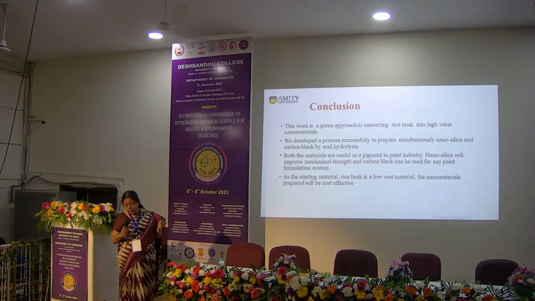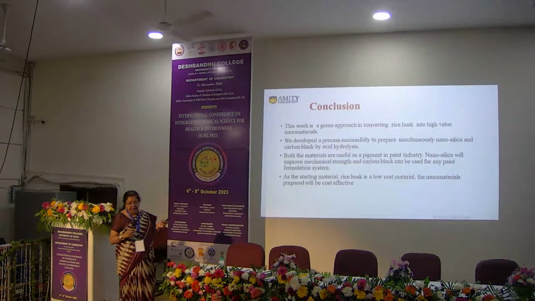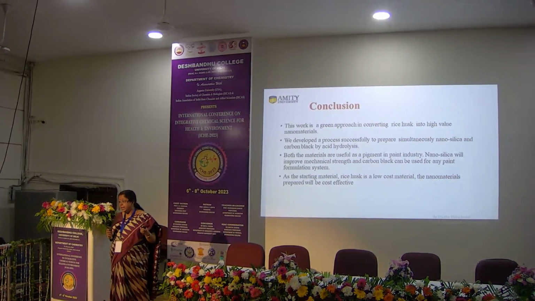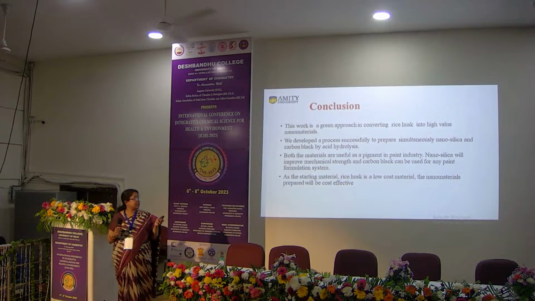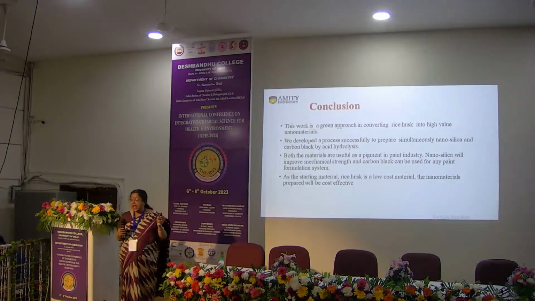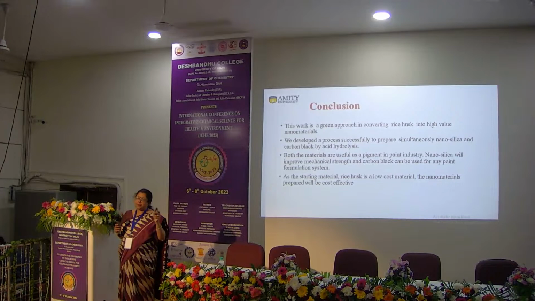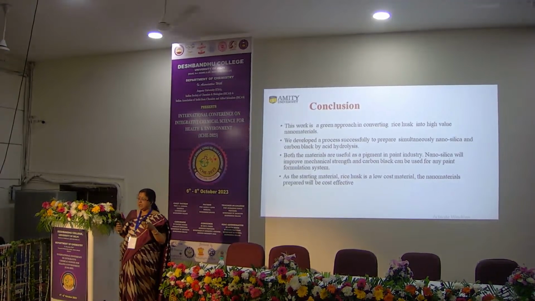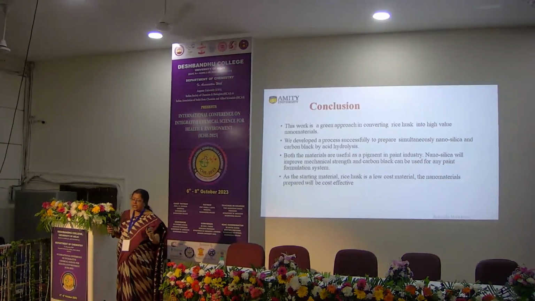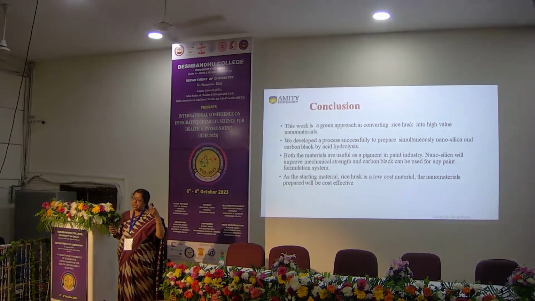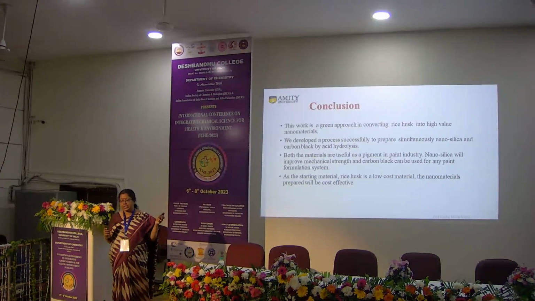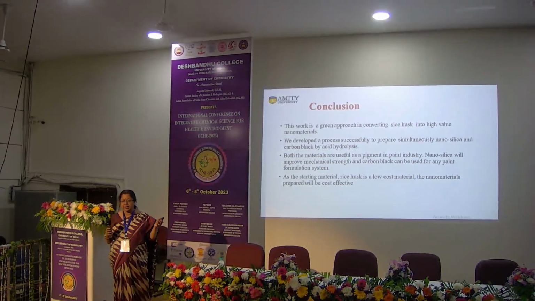Now, coming to the conclusion. This is a green approach where rice husk, which is abundant agricultural waste, can be converted and utilized to synthesize nanomaterials. Many research groups synthesize only carbon black or only nanosilica from rice husk, because they burn it and, when the organic matter goes off, only silica remains. But in this process, we got both nanosilica as well as carbon black.